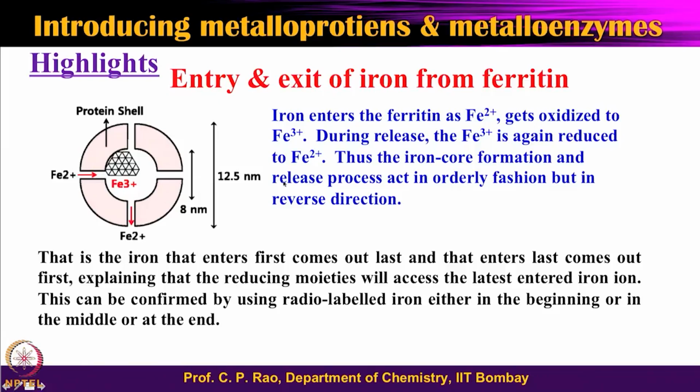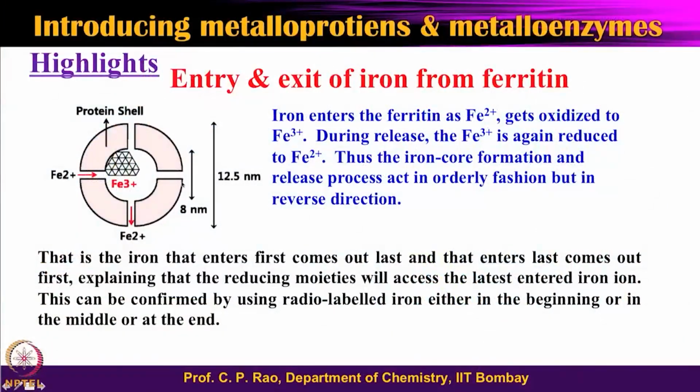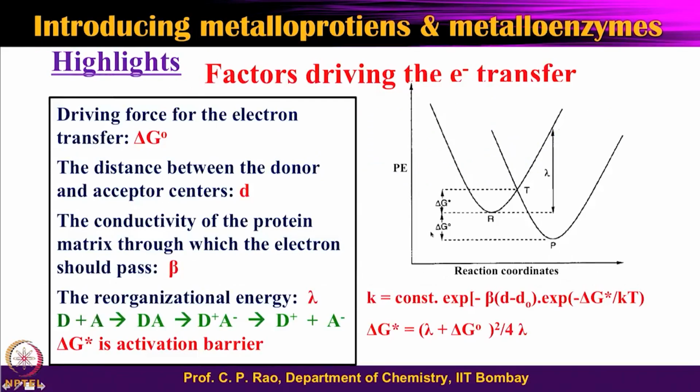I am sure you know why it has to be converted to iron 2 plus, because iron 2 plus is highly mobile, or labile, rather, use the word labile, as compared to the iron 3 plus. So, that is where things are happening, and the entire thing is in a very orderly fashion, both the formation of the iron cluster inside as well as the release of it. So, it enters as iron 2, stays as iron 3, but releases as iron 2 again, and this is what you need to remember.